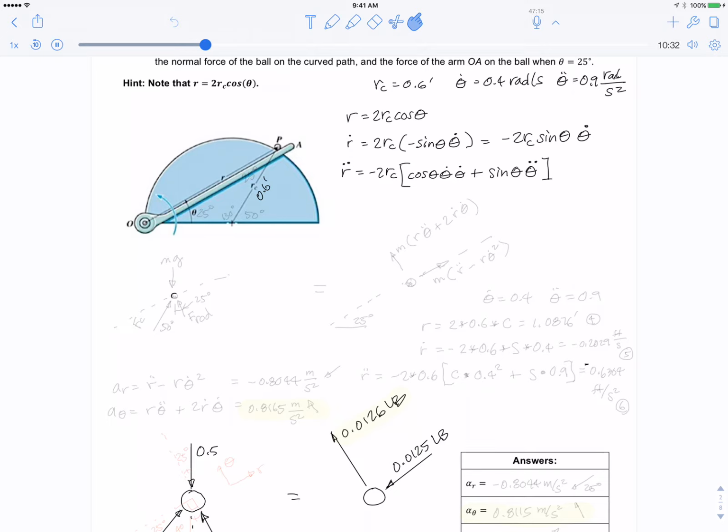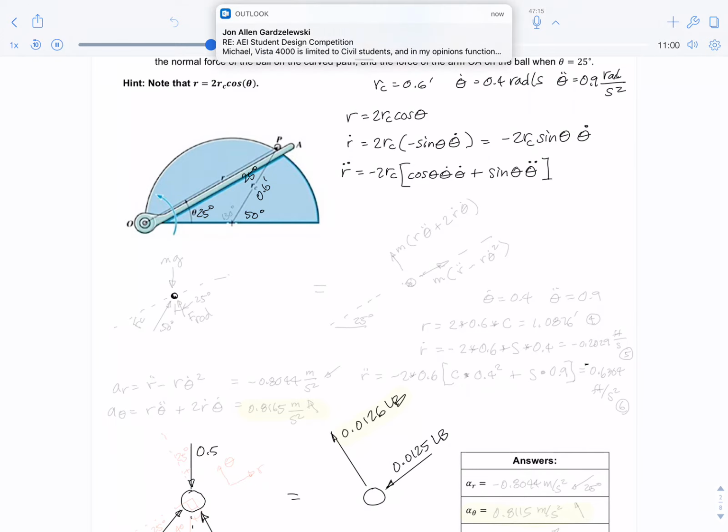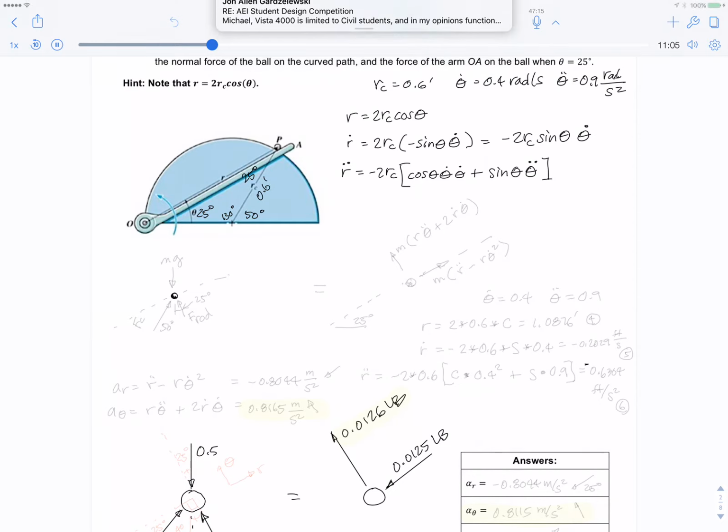So here's the pin. If this is 25 degrees, this angle will be 50 degrees. That's a geometry fact, and here's where it comes from. If that's 25 because there are two radii, this has to be 25 degrees. And so 25 plus 25 is 50. 180 minus 50 is 130 here. And then 130 plus 50 again equals 180, so that's why that's 50.